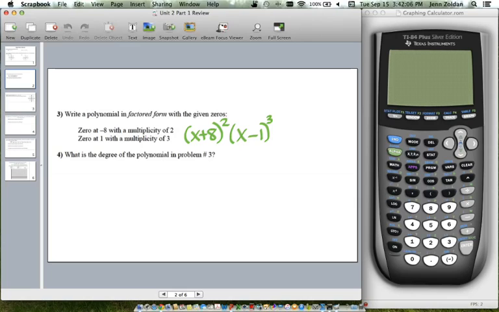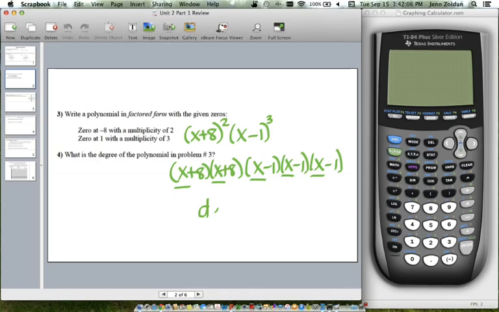Number 4 asks what the degree of this polynomial is. If you look at the x plus 8, it's squared, which means you have 2 of those x plus 8s. So I have x plus 8 times another x plus 8. And then x minus 1 cubed is x minus 1 times x minus 1 times another x minus 1. If we look at our total number of x's, 1, 2, 3, 4, 5, that'll tell us the degree. So your degree for this is 5.